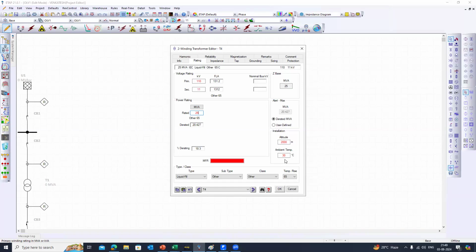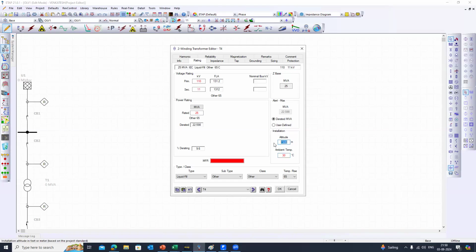Similarly, let me bring it back to 1000 meters. That means up to 1000 meters, there will be no derating. Even if you change it to 500 meters, or 800 meters, there is no derating. Till 1000 meters, there is no derating. If the altitude of the application where you are using the transformer is more than 1000 meters, then your derating factor will come into the picture. For 1500 meters, this is the derating: 9.6%.